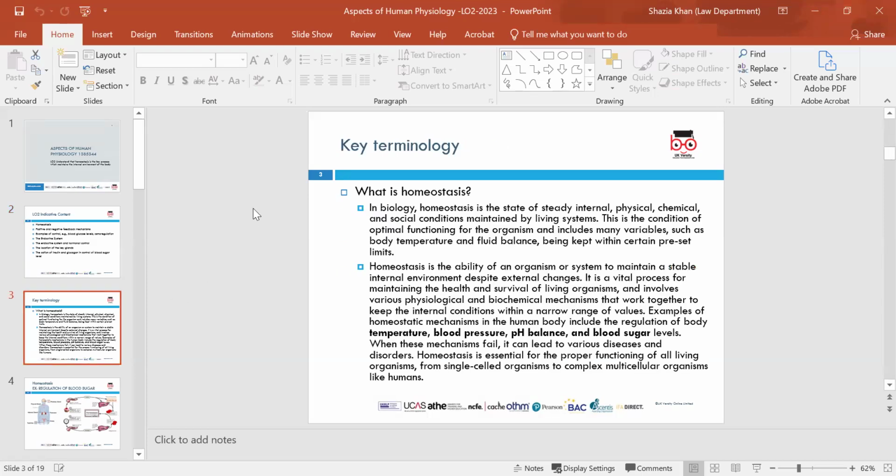So key terminology: what is homeostasis? In biology, homeostasis is the state of internal, physical, chemical, and social conditions maintained by living things. The concept of homeostasis has been applied to ecological settings, first proposed by Canadian-born American ecologist Robert McCarthy in 1955. Homeostasis in ecosystems is a product of biodiversity, in regards to the state of the body and how the body systems are needed to survive and function clearly.